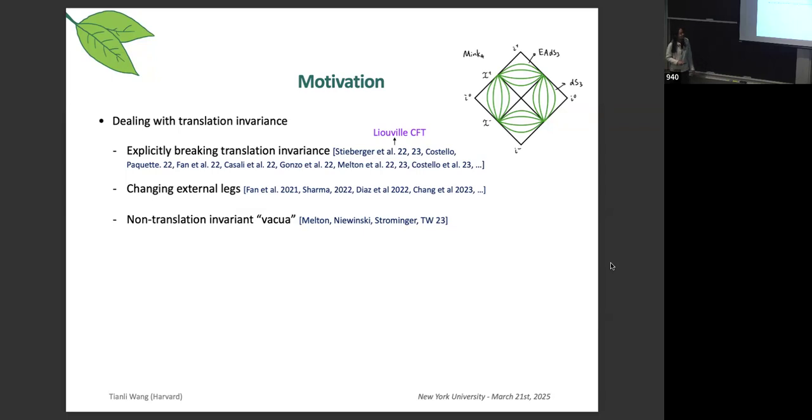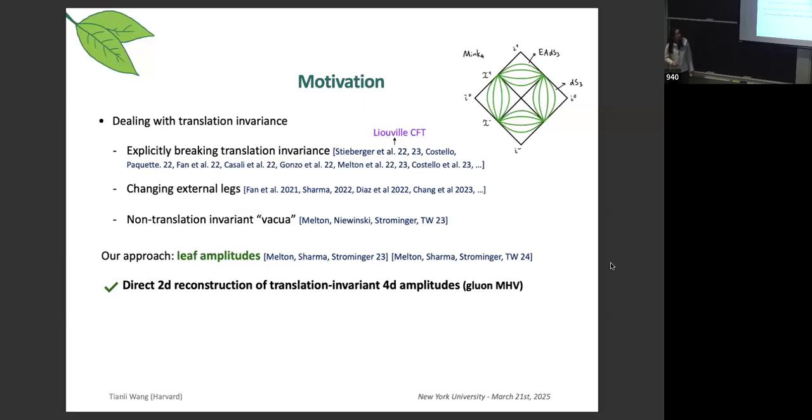Okay. So these all deal with translation invariance in a very nice way, but they're all somewhat roundabout. And more importantly, they don't recover translation invariance in the end explicitly. So in the work I'll tell you about today, we use a very different approach with leaf amplitudes, first introduced in this paper here. And our main achievement using leaf amplitudes is we give a direct two-dimensional reconstruction of translation invariant amplitudes, at least for gluon MHV amplitudes as a starting point.